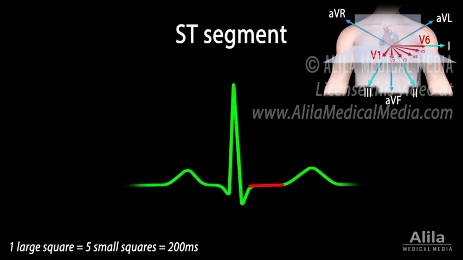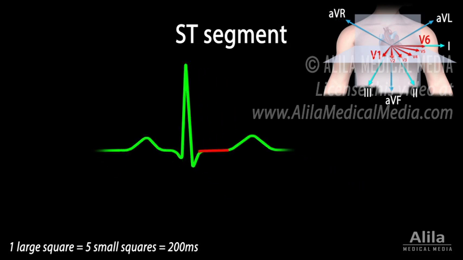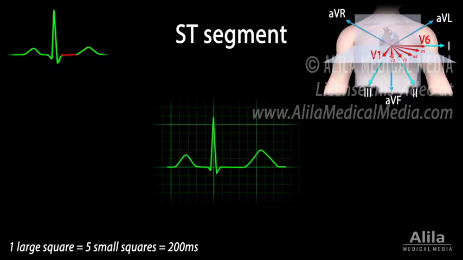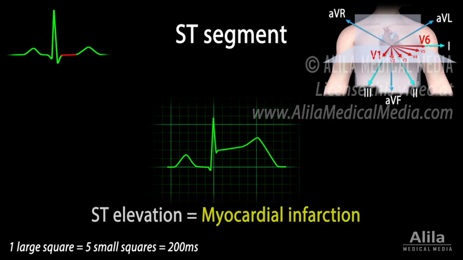The ST segment extends from the end of S wave to the start of T wave. A normal ST segment is mostly flat and level with the baseline. Elevation of more than 2 small squares in the chest leads or 1 small square in the limb leads indicates the possibility of myocardial infarction.